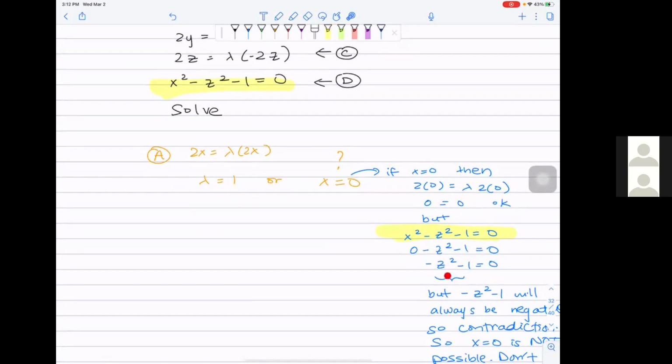But z squared itself is always positive. Like any number squared is positive. So the negative of it will always be negative. And then you have a negative number minus a negative number. How can you get 0 if you have a negative minus negative? This can't happen. So it's a contradiction. So we don't need to worry about any points coming from that.